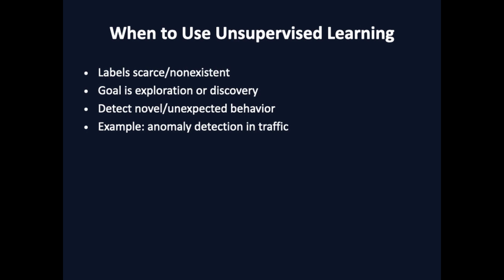We might use unsupervised learning when we don't have the data labeled. We're not exactly sure what it is that we're working with, or what an attack versus a non-attack might look like. We want help finding that. We're trying to discover or explore the large amount of data that we have in cybersecurity. We're looking for novel or unexpected behavior in that, and that's why unsupervised learning is great for anomaly detection within traffic.